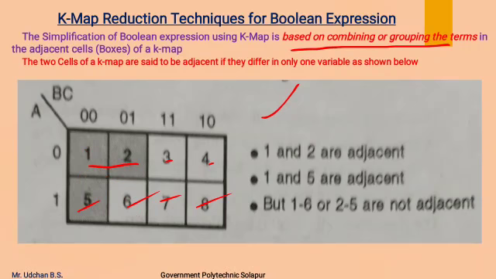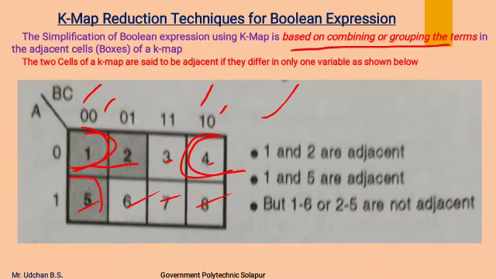So this is how we have to find out the adjacent cells like this. Now in this I can say the 1 and 4 are adjacent with each other as only one variable is changing, that is A is changing over here. Here A is 0, B is 0, and here B is 1. C is the same for both the cells, that is 0 0. Therefore I can say this 1 and 4 are adjacent with each other.